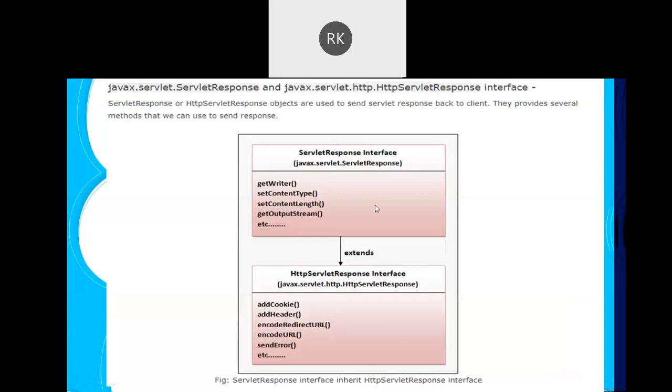Next, we have the ServletResponse as well as the HttpServletResponse. Here the HttpServletResponse is the child of the ServletResponse, and in addition to the methods of the ServletResponse, it has some additional methods. What are the methods available in ServletResponse? Like getWriter, which we have already used. That returns a PrintWriter object, using which we can write anything.